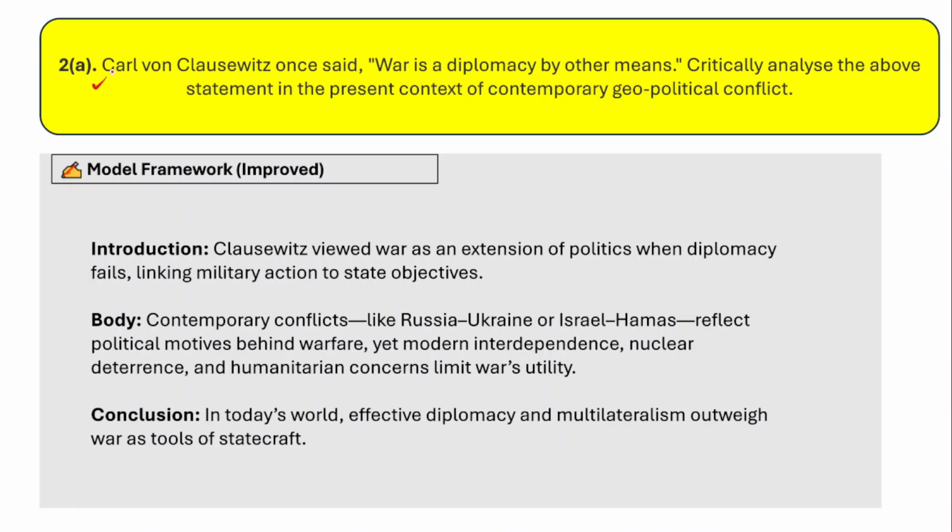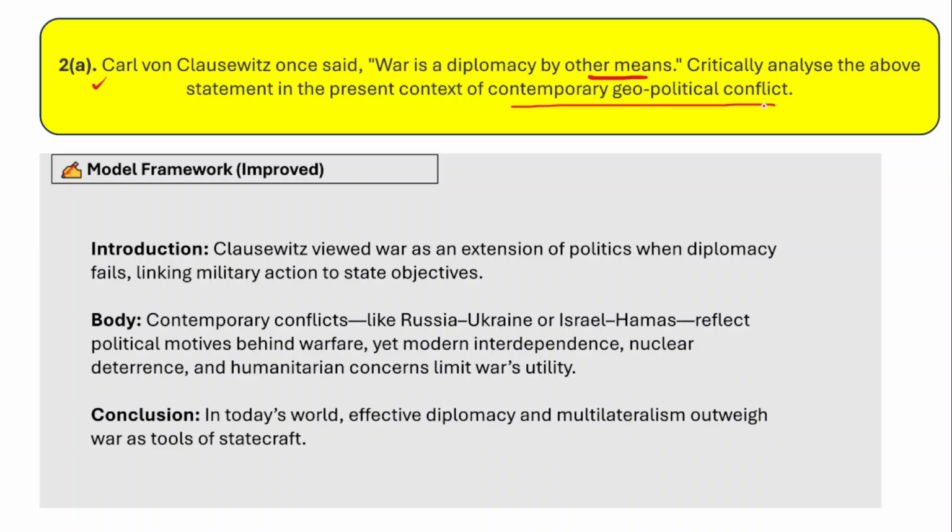And next question. Karl von Clausewitz once said, war is a diplomacy by other means. Now critically analyze the above statement in the present context of contemporary geopolitical conflict. Now understand, if you look at the contemporary geopolitical conflicts, there's the Russia-Ukraine war, which has been going on, and the Israel-Gaza conflict. And apart from that, there are some geopolitical conflicts as well around the world.